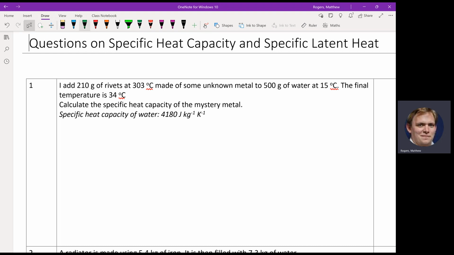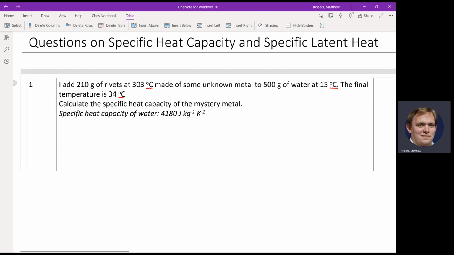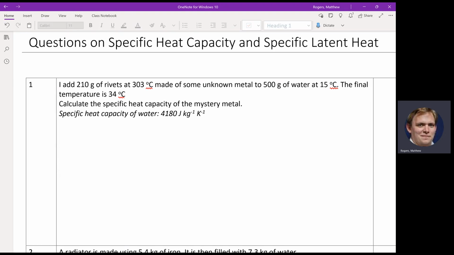So the way I approach these is to think about the energy transfers in each case. So we've got the energy that's transferred by the metal. For the metal, its temperature is decreasing, so I'm expecting that quantity to be negative, plus the energy transferred by the water. The water increases in temperature, so I'm expecting that value to be positive. And when I add those two together, they should come to 0. That's because the energy that came from the rivets went into the water.